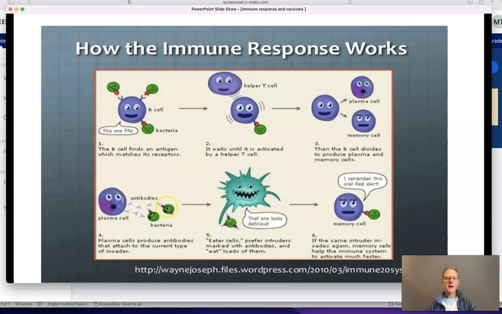Okay, so your immune system then produces these plasma cells that produce antibodies that basically mark the bacteria as targets, and then the eater cells, phagocytes from the Greek, come in and eat them up, right? Okay. Then what's left is the memory cell. Okay, if the same intruder invades again, memory cells help the immune system to activate much faster. Right? You're basically primed for this. All right? So that's how immunity works essentially in your body and in your bloodstream.